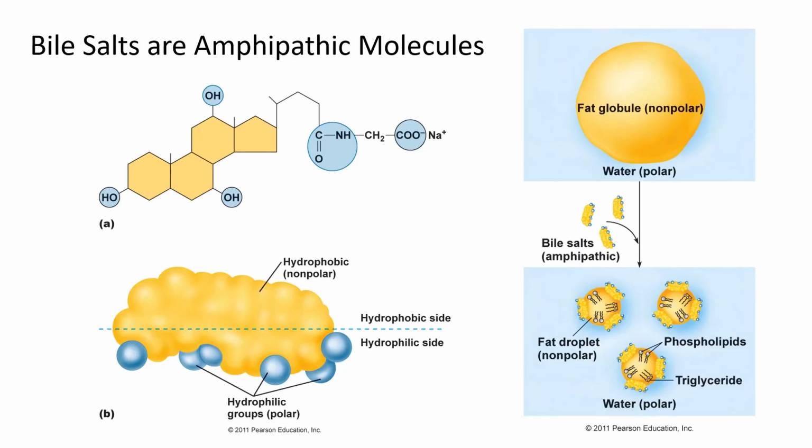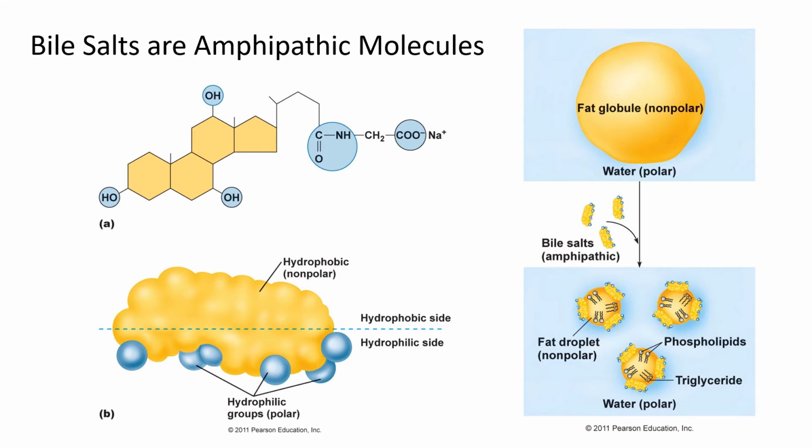Bile salts are amphipathic. They have one side that's hydrophobic and one side that's hydrophilic. The hydrophobic side will bind to fat globules, while the hydrophilic side will bind to water. And that's going to cause large fat globules to break up into little droplets. That increases the surface area that lipase has access to. And in fact, the lipase actually docks to the bile salts. So the bile salts help orient the lipase in the correct place.